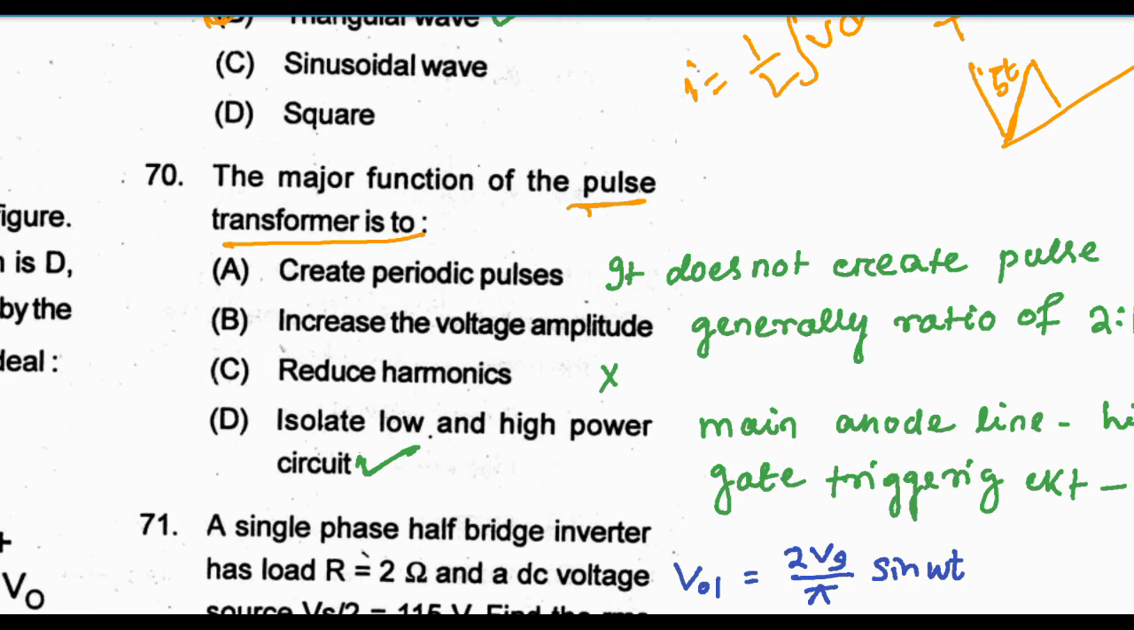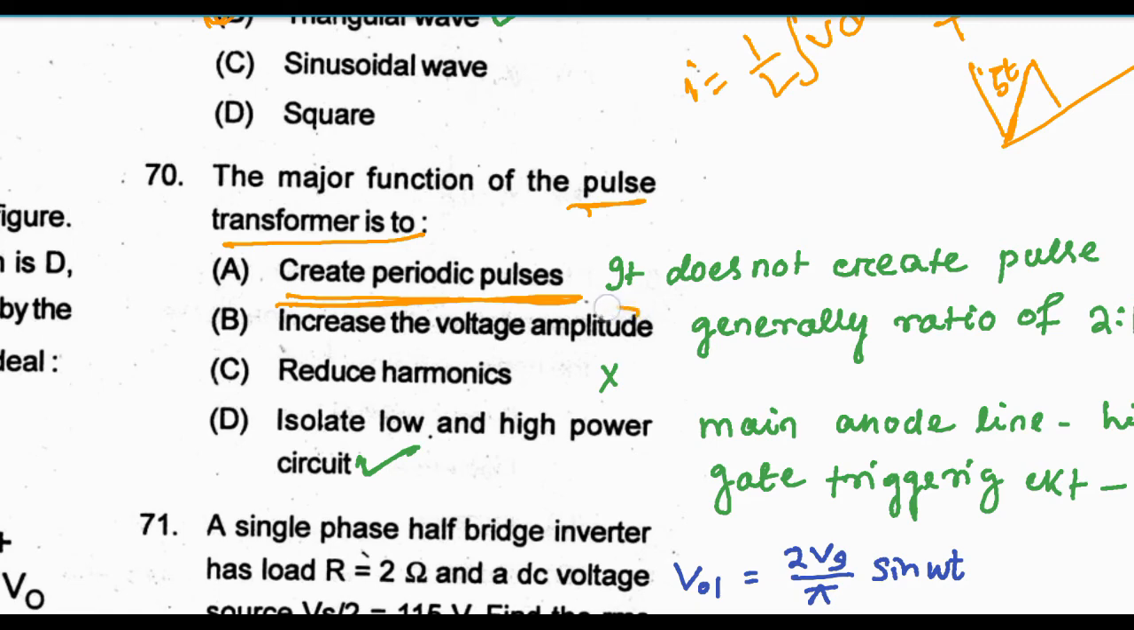Here also given options: create periodic pulse. It does not create periodic pulse. It only isolates or manipulates that pulse. Pulse is provided by PWM generator. Next is increase the voltage magnitude.